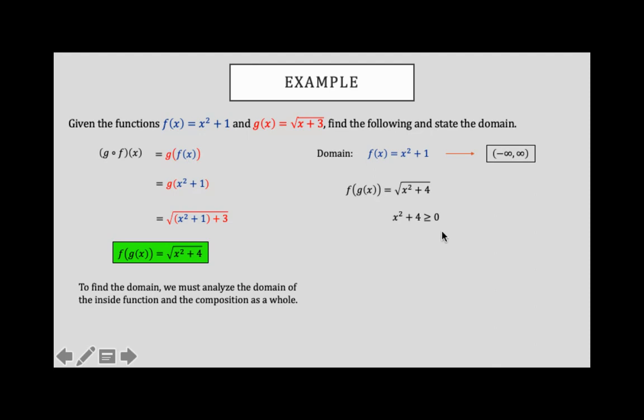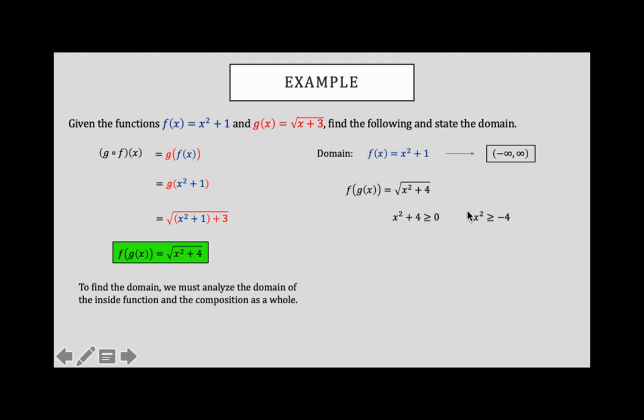Now, notice that trying to solve for this, you might end up with something like x squared is greater than or equal to negative 4, right? You could subtract the 4 over to the other side. Well, what happens when you square something? Whenever you square a number, it doesn't matter if it's positive or negative, you will always end up with a positive value. And even if we were to plug in 0 here, 0 squared is still greater than or equal to negative 4.